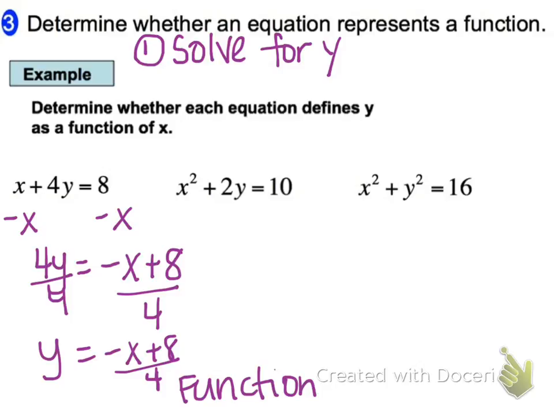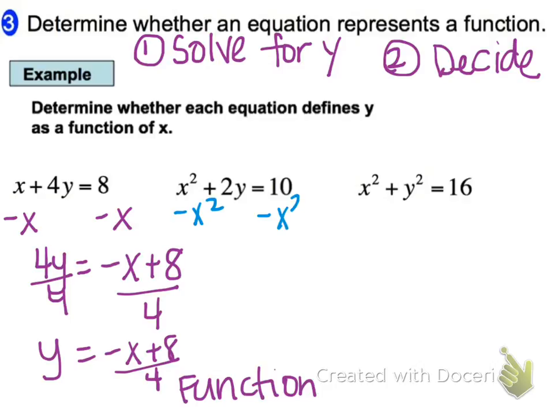So once we solve for y, then we have to decide. We have to just think about what's going to happen if I put an x in. Now let's take a look at the next one. Same idea. Let's get the y by itself. So let's subtract the x squared from both sides, and we have 2y equals negative x squared plus 10. And then divide by 2. So we get y equals negative x squared plus 10, divided by 2.